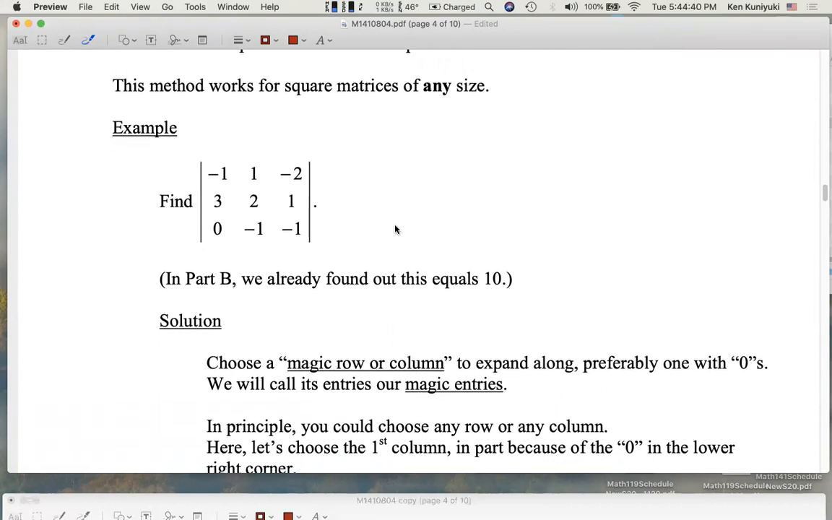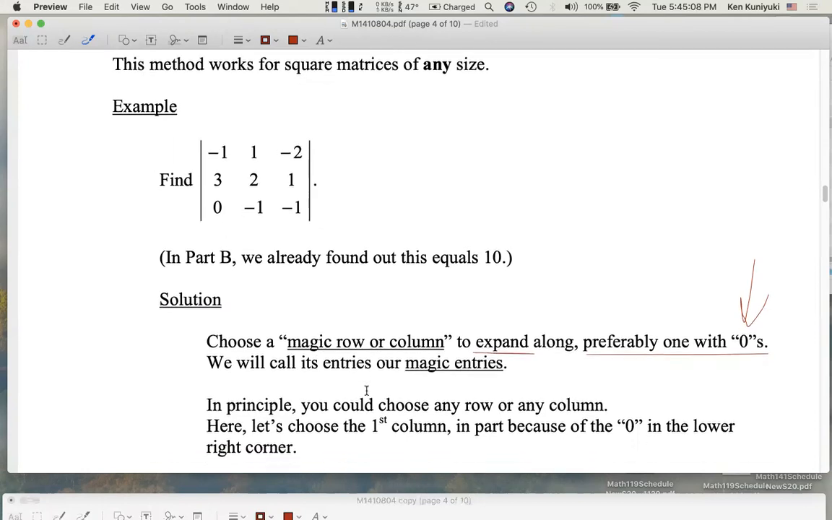We're going to choose a magic row or a magic column to expand along. That's not what they're really called, but let's be cute. We call it the expansion by cofactors method. We pick a magic row or column to expand along, and you can, in principle, take any row or any column, but preferably one with zeros, because zeros really help a lot, as you will see.